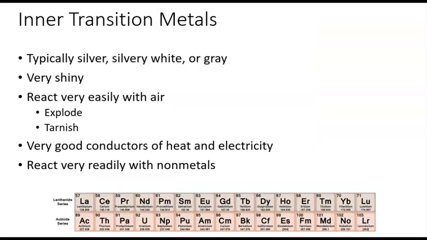Inner transition metals have their own physical and chemical properties. One of the interesting things about the inner transition metals is that these elements are so similar in properties that they are often hard to tell apart. The inner transition metals are typically silvery white or gray in color. They're very shiny and react very easily with the air, resulting in explosions or tarnishing. These metals are very good conductors, and the inner transition metals also react very readily with nonmetals.